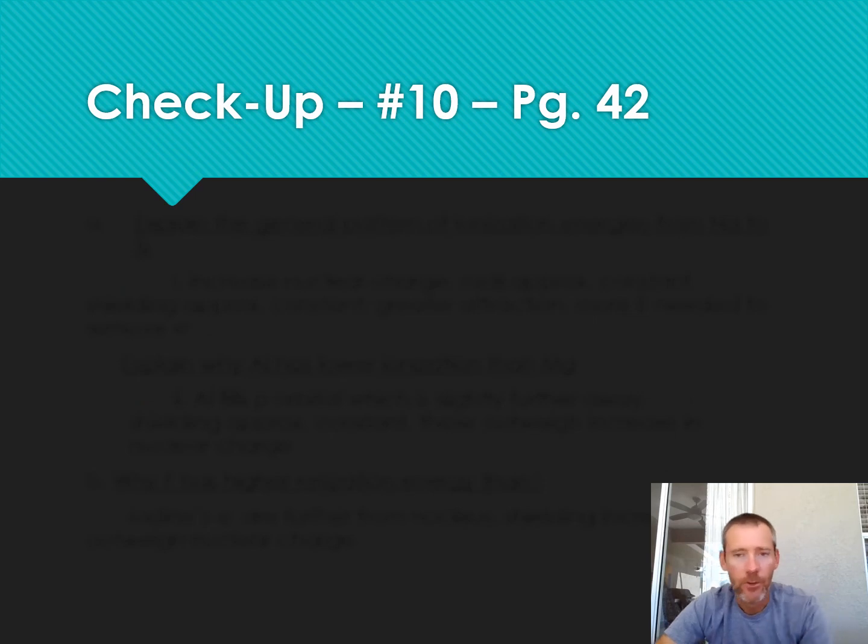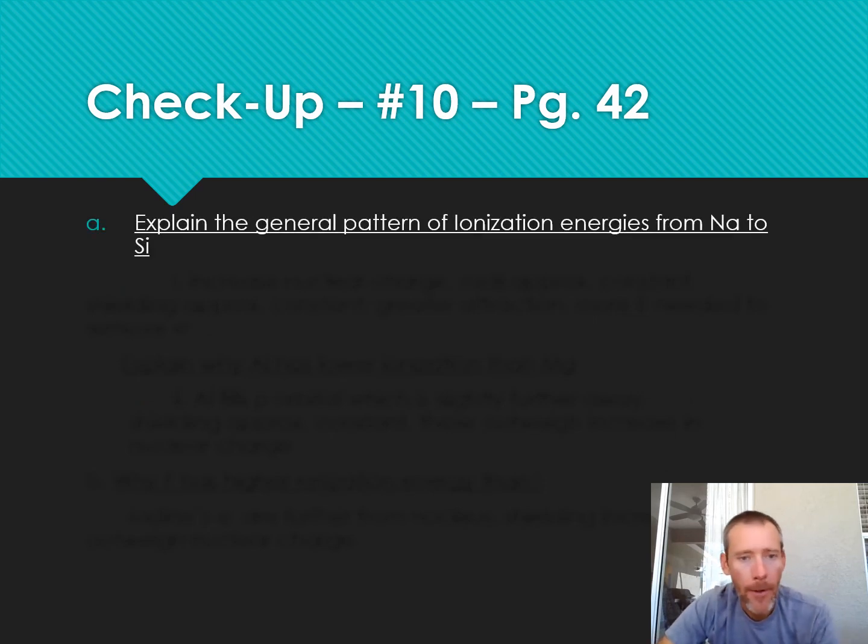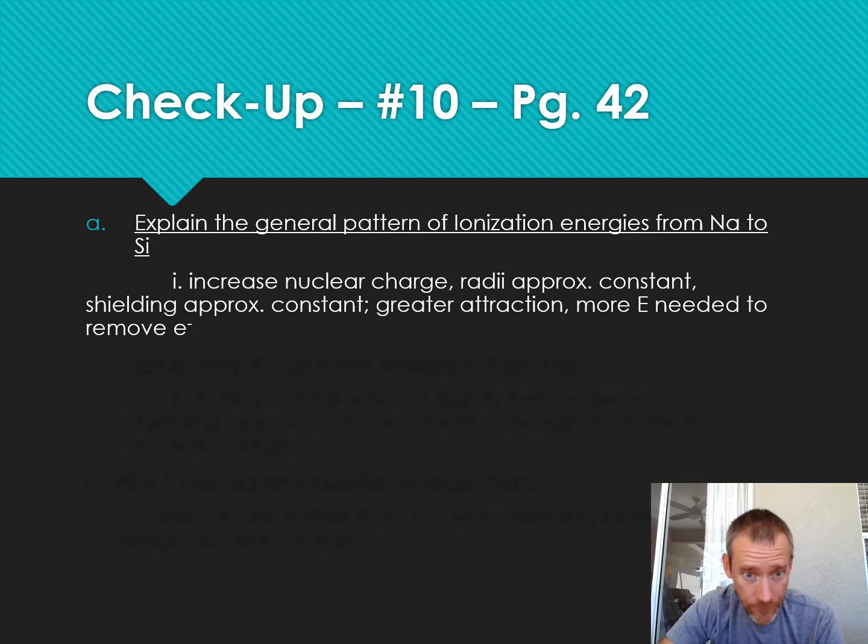All right, so here are some questions from the checkup. Explain the ones you want to answer. You don't have to, there's no homework in this section, but you need to explain the pattern of ionization energies. From sodium to silicon, there's an increase in nuclear charge in the same period, so the radius is approximately the same. Therefore, no extra shielding, so you need more energy to remove the electron.